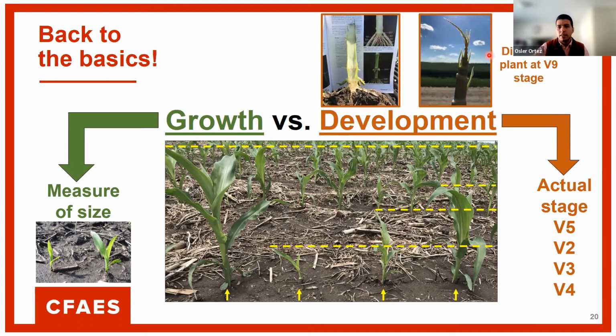This is an example here, a dissected plant at the V9 stage. Again, when you think about V9 stage, you think about a plant that is purely vegetative, but no, there are already some of those reproductive organs being developed internally at the plant level, as you can see the tassel being formed.